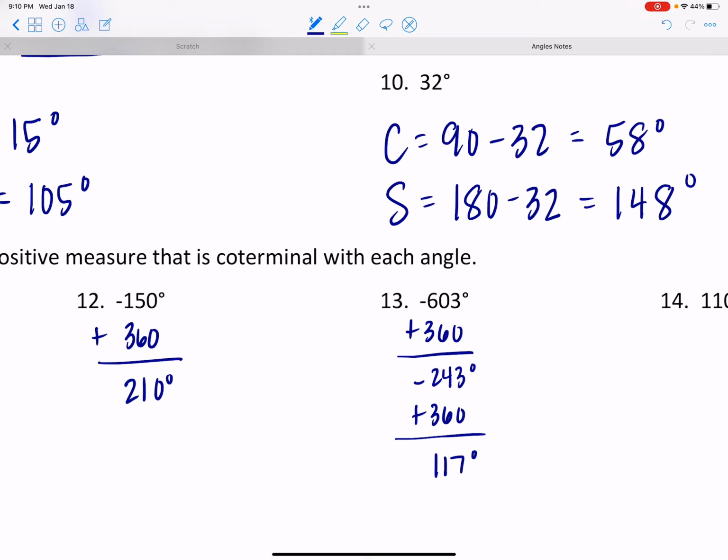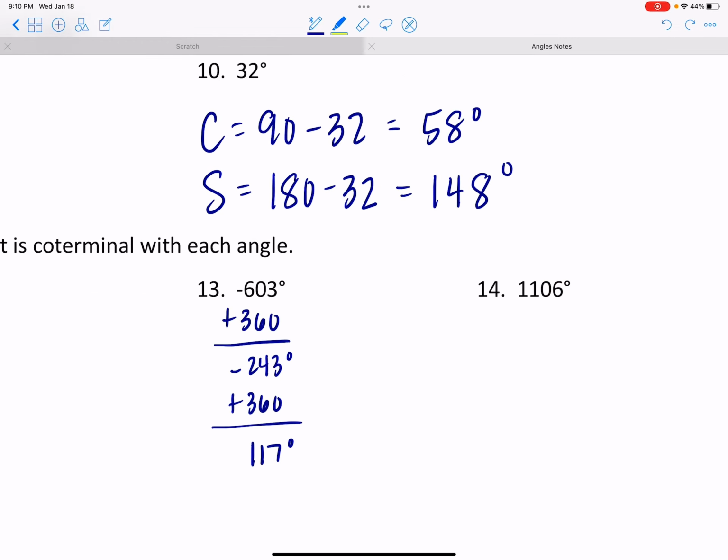So if I was to draw, graph, sketch a negative 603 degree angle, a negative 243 degree angle, and a positive 117 degree angle, all three of those sketches would be the same. They would start and stop in the same place. Okay? Hopefully this is making sense.